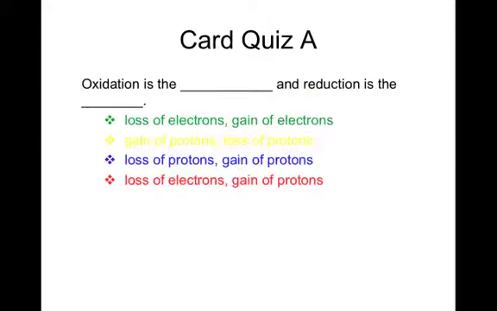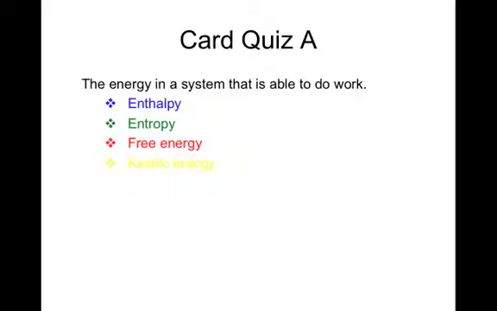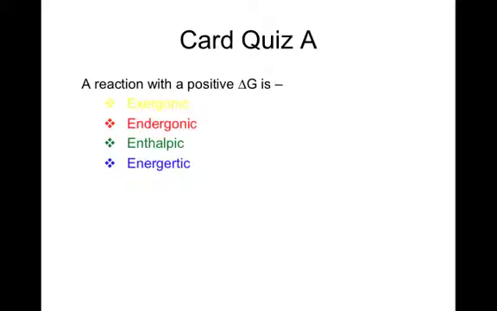So now that you've spent some time becoming familiar with the material, let's look at the card quiz. Oxidation is the blank and reduction is the blank. The first law of thermodynamics states that energy can be. The energy in a system that's able to do work is. A reaction with a positive delta G is.